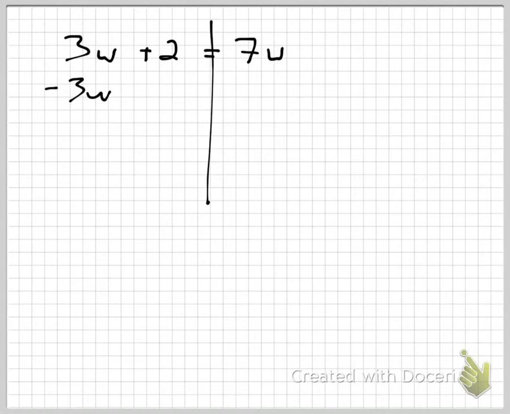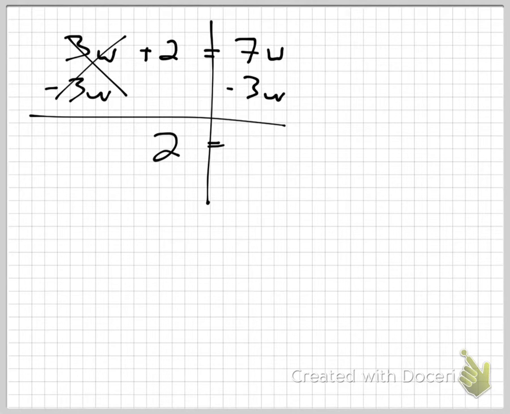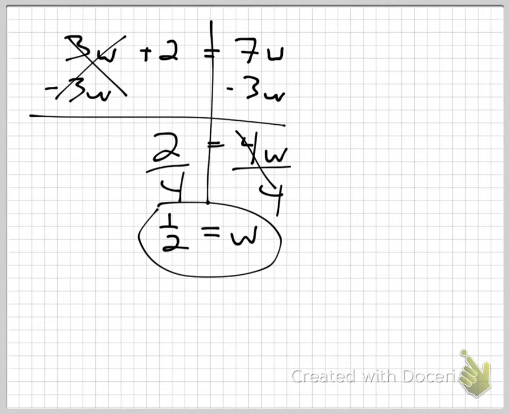Minus 3w, minus 3w. That gets rid of him. That leaves me with 2 equals 7w minus 3w is 4w. Now what? Divide by 4, divide by 4. W equals, what's 2 over 4? 1/2. Right? Okay. I'm going to give you 2 more.